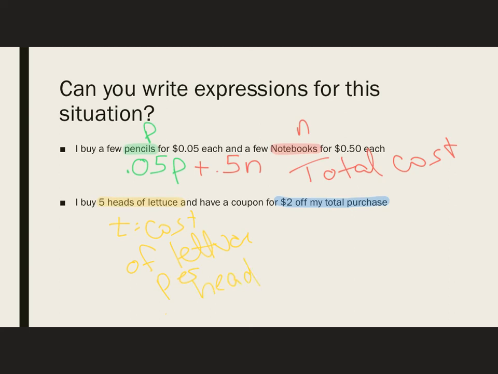So I'm going to have 5, because I bought 5, times the cost of the lettuce. It would help if I used the variable I said I was going to. 5T. And then $2 off, so I'm going to do minus 2. This will give me my total cost, 5T minus 2. Any questions? Let me know.